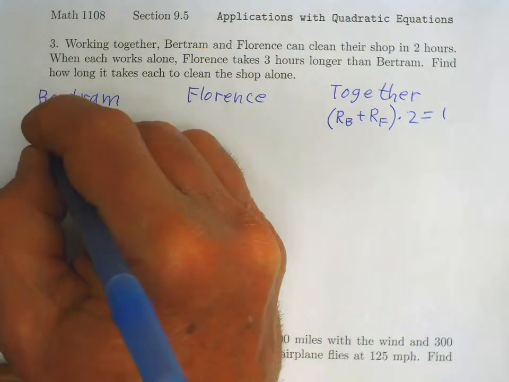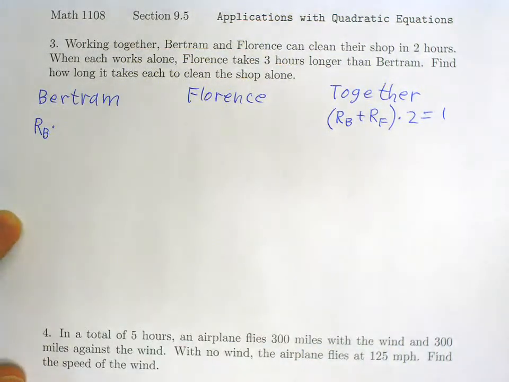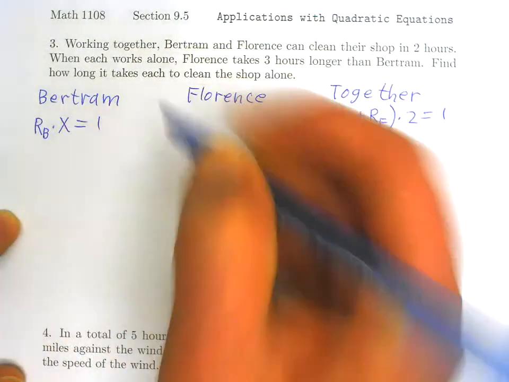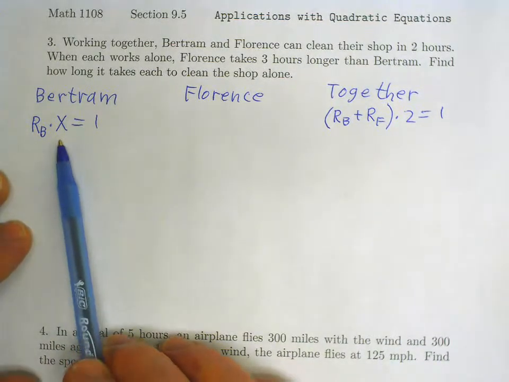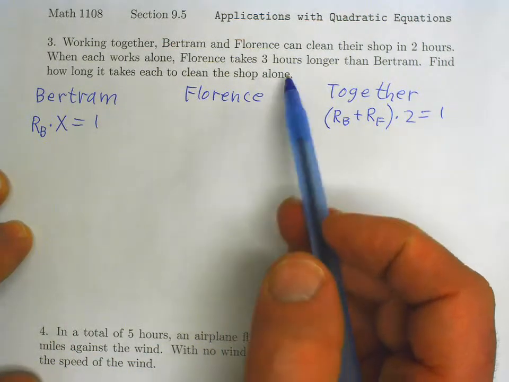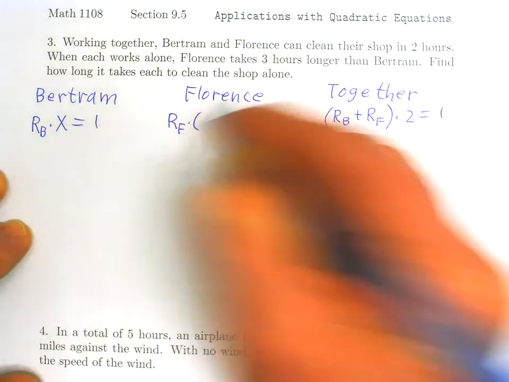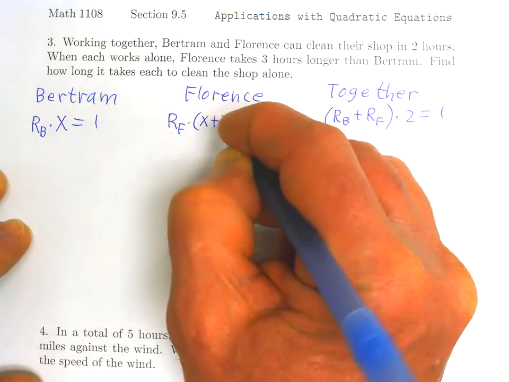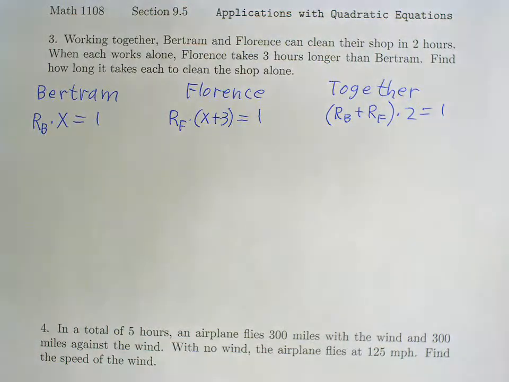So for Bertram, I'll write down his rate, and then I'll pick a variable to represent the amount of time it takes Bertram to do the job by himself. So I'll just pick x. You can pick any variable you want, but I'll pick x. And since Florence takes 3 hours longer than Bertram, the amount of time it takes Florence is represented by x plus 3. Okay, so we have 3 equations, each having the form rate times time equals 1.